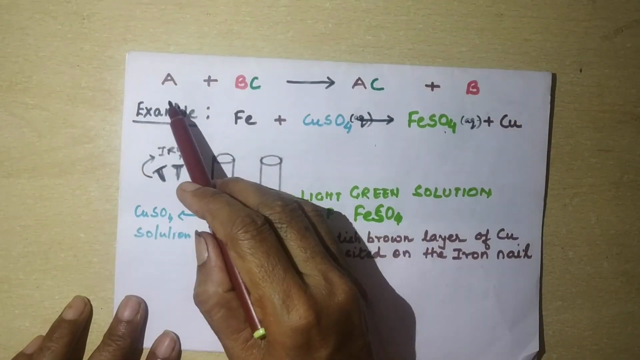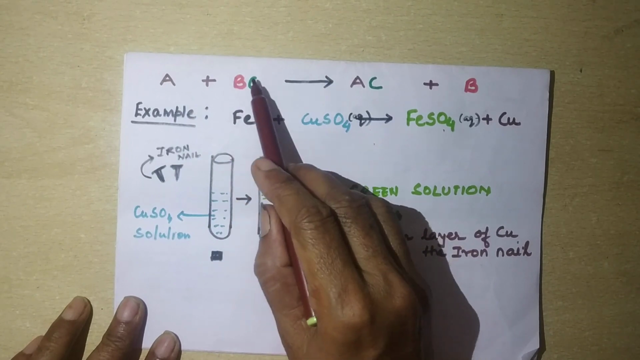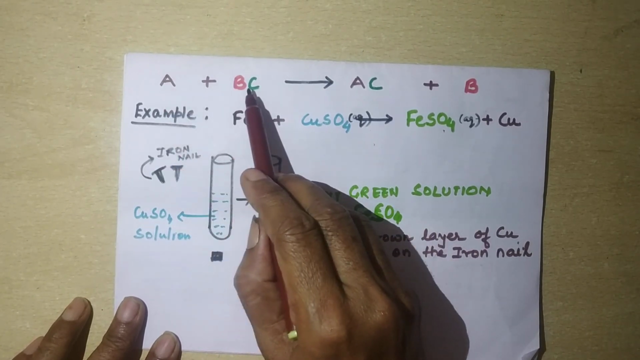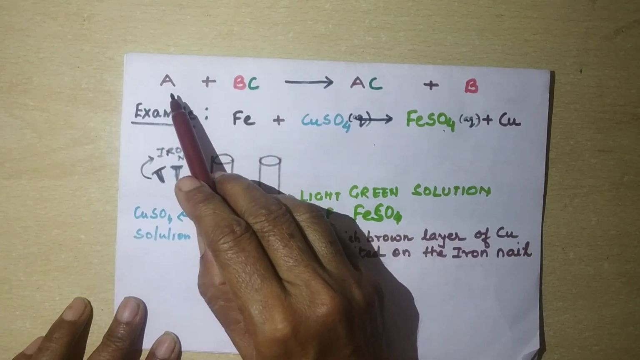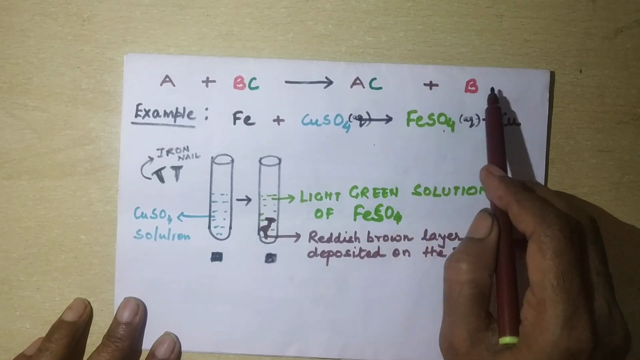So let us see an example. So what happens is actually, suppose A is an element and BC is a compound. Now if A is more reactive than B, so when you add A to BC solution, what happens? A displaces B from this salt and you get AC plus B.